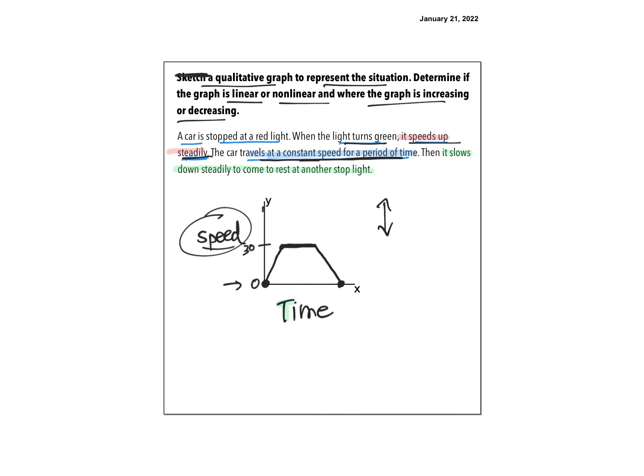All right, I forgot one part of this one before we go to the next slide. Is your graph linear or nonlinear? Well, it is definitely nonlinear. It's not a straight line the whole time. And then where is it increasing and decreasing? Okay, I'm just going to highlight in green. There it's increasing. And this pink part, that's where it's decreasing.